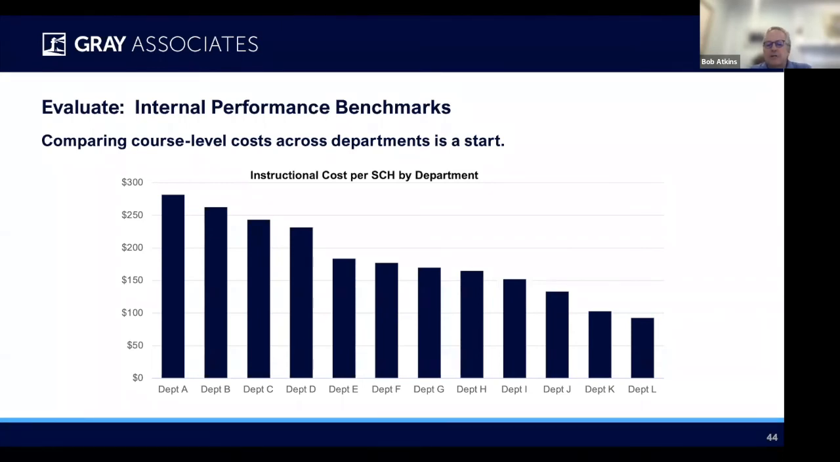You're teaching music and giving one-on-one lessons on an instrument. That's going to be very high cost. Doesn't matter what institution you look at, it's high cost. So you will get that pushback. And so interdepartmental comparisons on cost aren't really very effective.